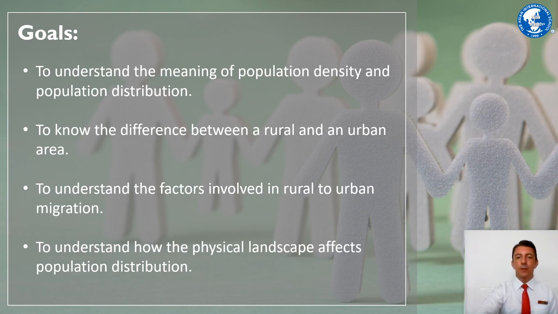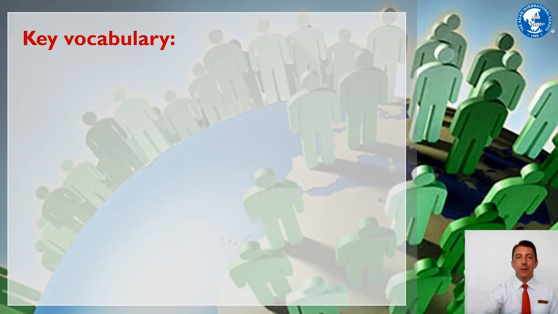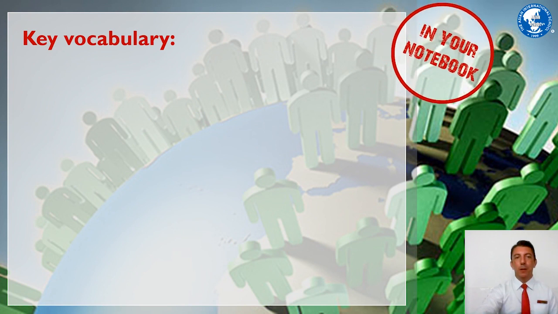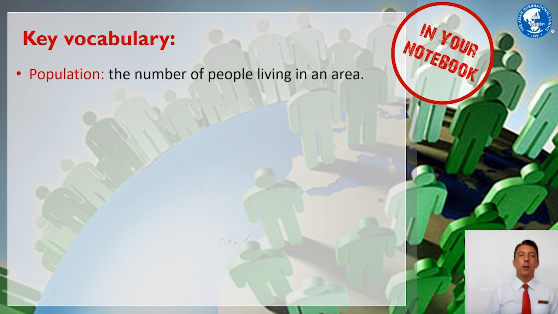So there's a lot of new words in here. Let's make sure you understand them before we get into the lesson. So you're going to write these new words in your notebook because they will be important in your studies. First one, population simply means the number of people living in an area. So we can talk about the population of the world, the population of a country, the population of a city.